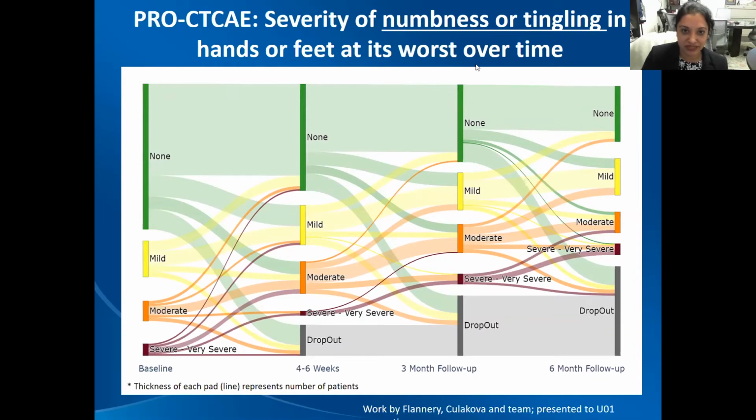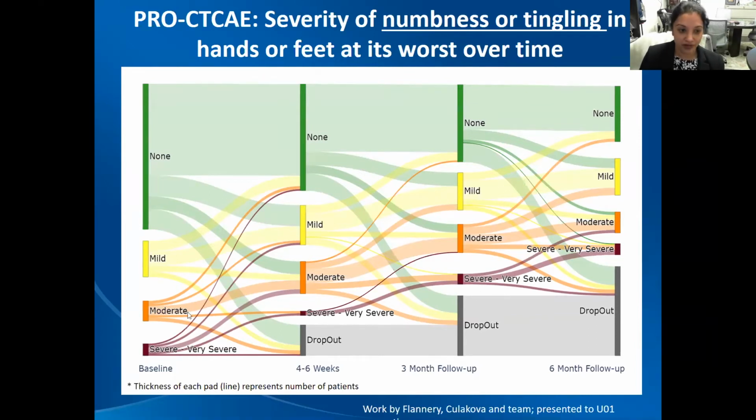And we use neuropathy here, numbness and tingling, to show what could happen. Each of the lines' thickness is the number of patients. And so for patients in the green who are none at baseline, some remained none all the way through, but some went to mild and some went to moderate and some went to dropout. They dropped out from this study.